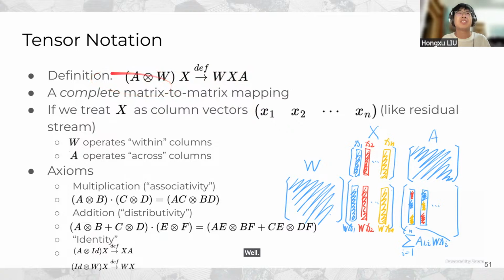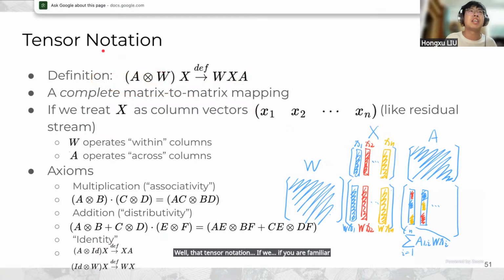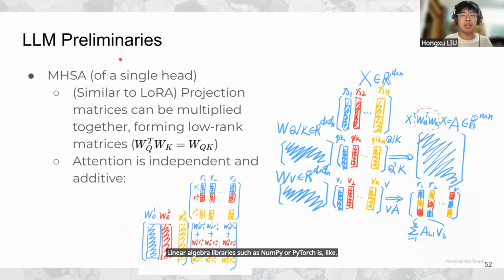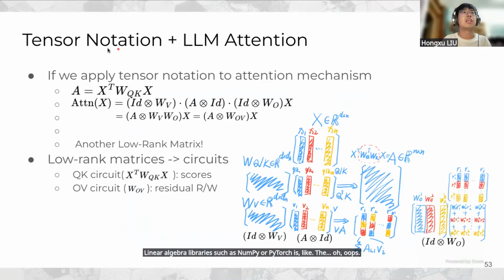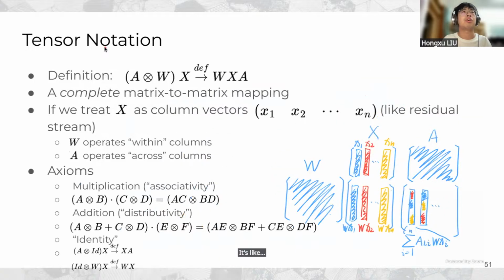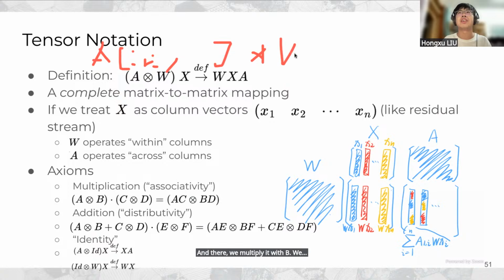Well, that tensor notation, if you are familiar with some sort of linear algebra library such as NumPy or PyTorch, is like doing this: we unsqueeze the first two dimensions, and then we multiply it with W, and it produces a four-dimensional tensor.